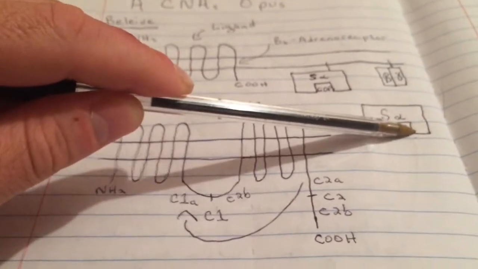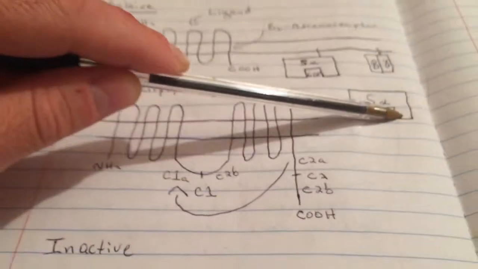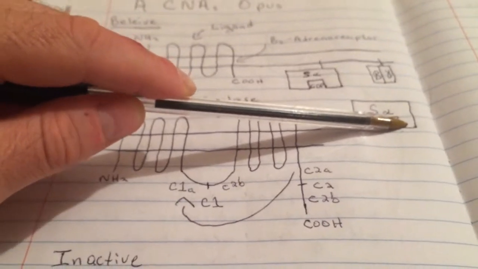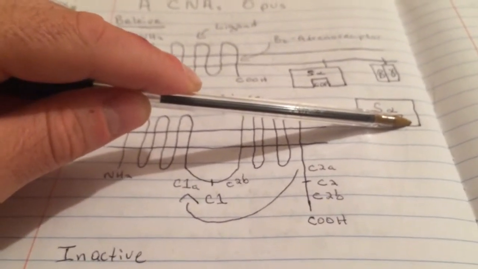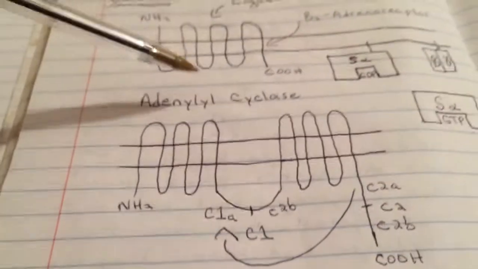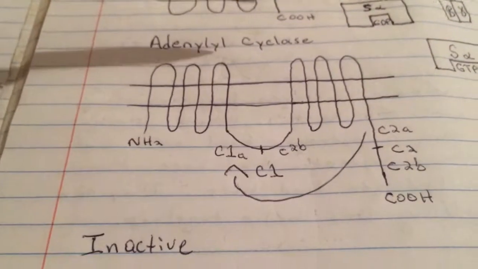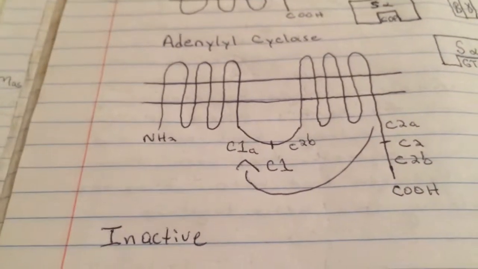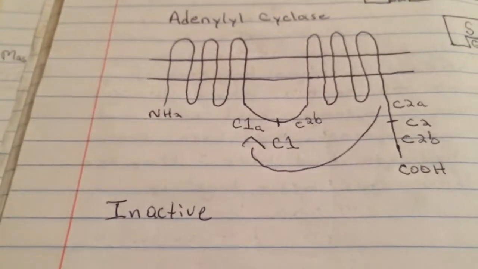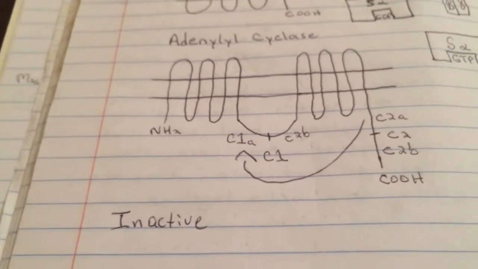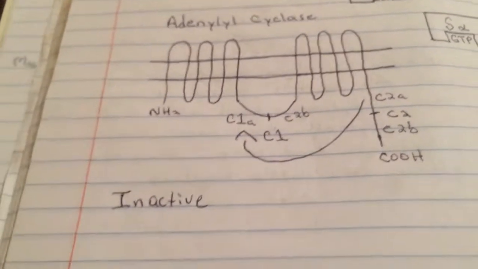Now, if you remember from heterotrimeric G proteins from the last video I made, it was about phospholipase C. That was the target. The target in this one is adenylyl cyclase, which is an enzyme. It's going to break down adenosine triphosphate into cyclic adenosine monophosphate and pyrophosphate. So those are the two things it's going to break it down to.